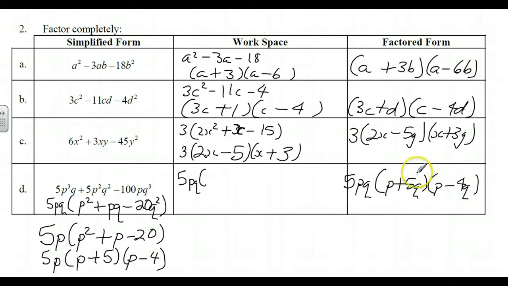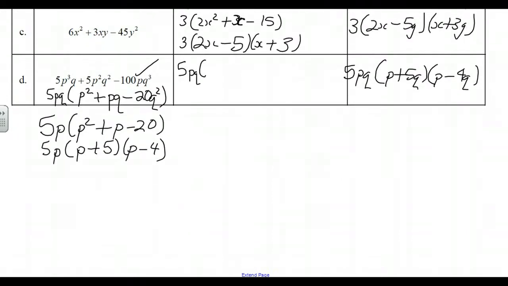Just check that out. We're just going to get the last term, right? This will be minus 20Q squared. So minus 100PQ cubed. Yay. Yes, it is, right? Okay. Good. Getting late. Move on.